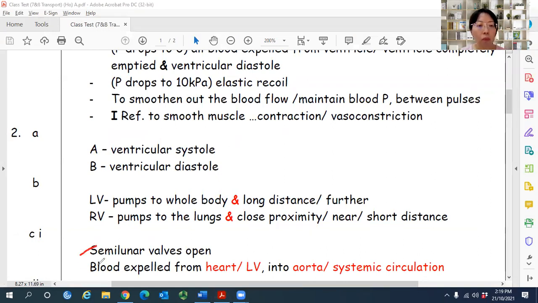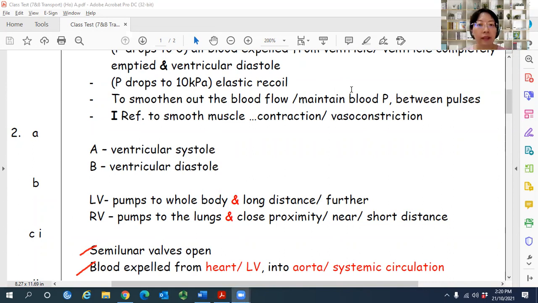Semilunar valves open, blood will be expelled, blood will flow, blood will be pushed from the heart or the left ventricle into the aorta or systemic circulation. Okay?